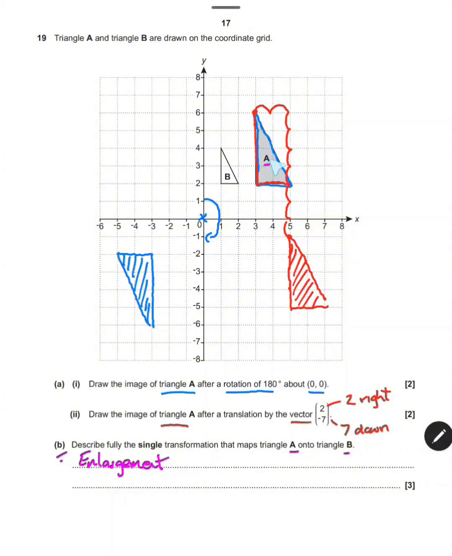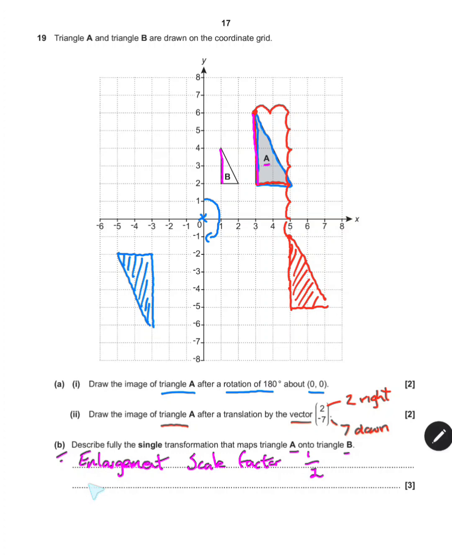Okay, I know that sounds weird, but even though we're going from a big triangle to a small triangle, it's still called an enlargement. We need a scale factor. And that's saying how many times bigger or smaller is this to this. Well, if we go from 4 high to 2 high, that's a scale factor of 1/2. We're halving the triangle.